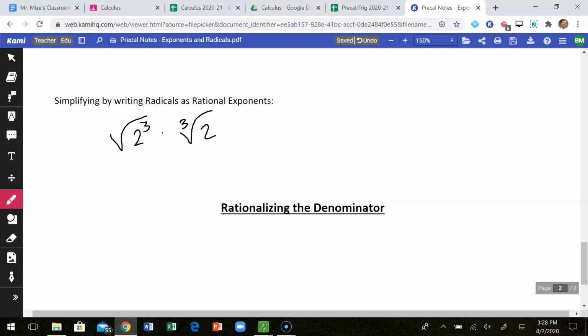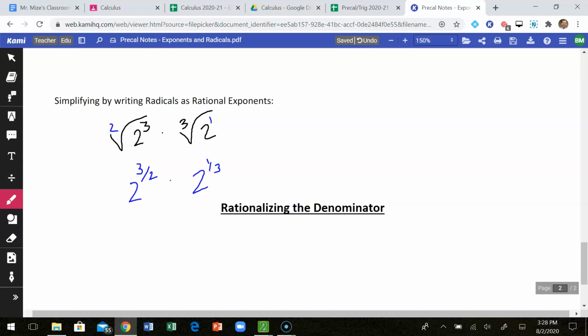What I would want to do here is rewrite these as rational exponents. And it's going to make it a little bit easier to deal with because I know exponent properties. Okay, so this first one I've got 2 to the third, and I'm doing the square root of that. So that becomes 2 to the 3/2 power times, this one would be 2, well my power is 1, and my radical is 3. So I've got 2 to the 3/2 times 2 to the 1/3.